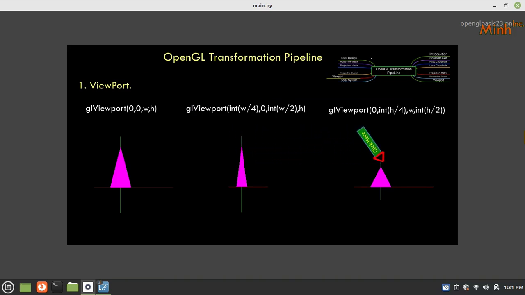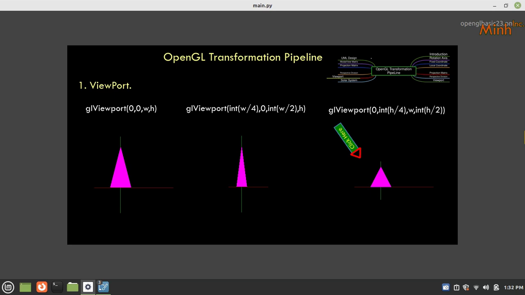Now height is half, width is same. Here width is half, height is same. It would look like this. Width is half, height is same, so it would look like so. Viewport also changes the geometry.